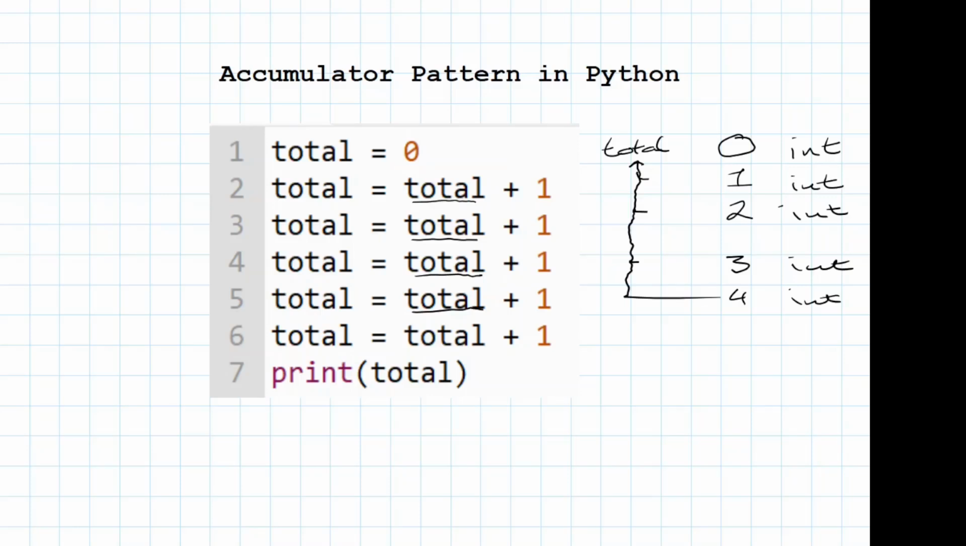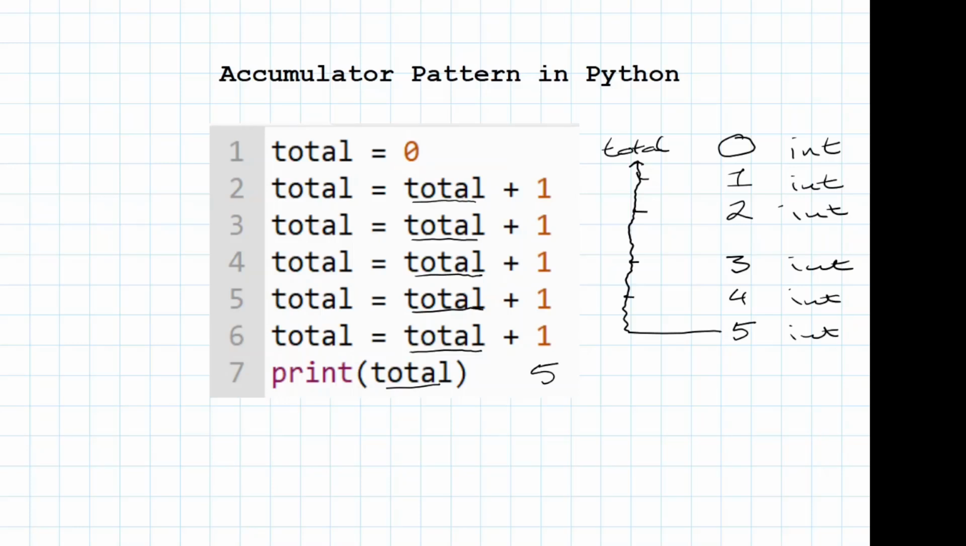And one more time, we come to line 6. Total in memory is 4. We add 1, we get 5, and the data type is int. That value is linked to our variable in memory, and our previous value no longer exists. Then on line 7, when we come to print total, it looks in memory, sees the value 5, and we get our output. So that's an accumulator.